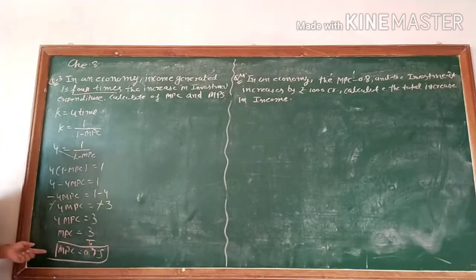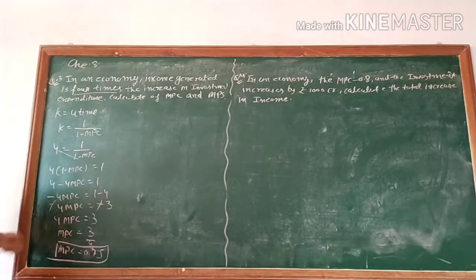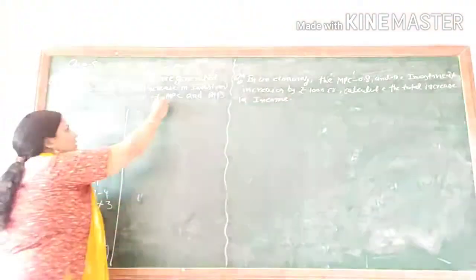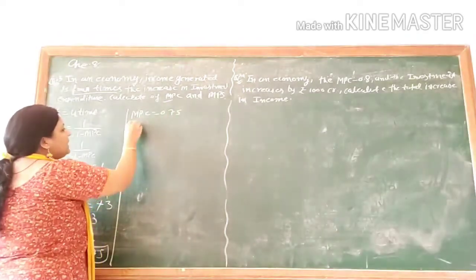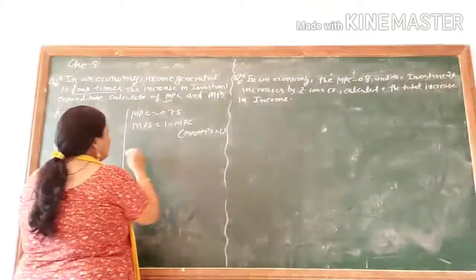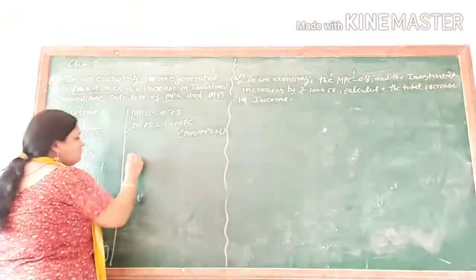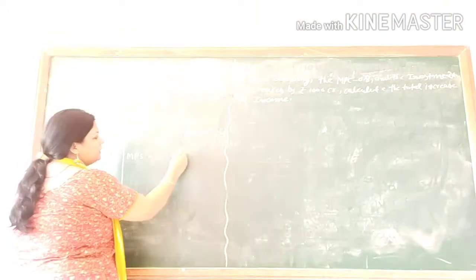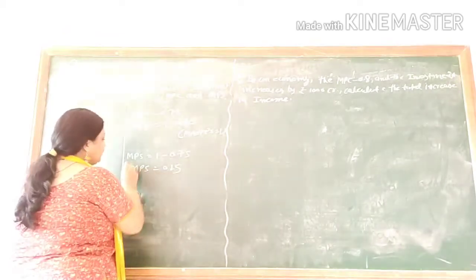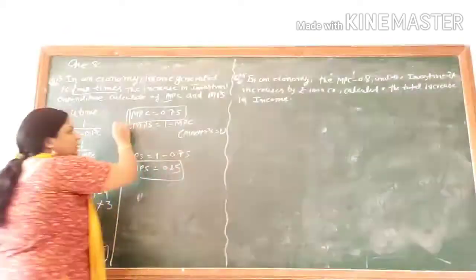MPC equal to 0.75. Now we have to find out the MPS. MPS equal to 1 minus MPC. Why? Because MPC plus MPS equal to 1. So we use this formula. MPS equal to 1 minus 0.75, so MPS equal to 0.25. This is our answer. Clear?